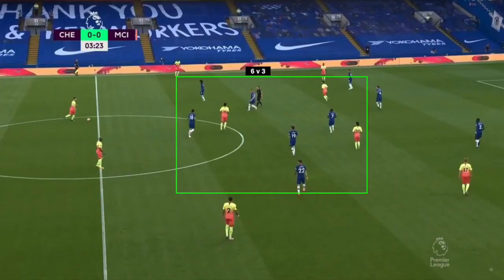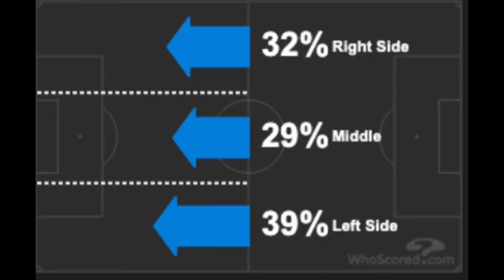One interesting tactic Frank Lampard deployed is that Chelsea would often try to create a midfield overload to block Manchester City's central passing lane. In this situation, they created 6v3, forcing Manchester City to build their attacks through the wings. And that is why only 29% of Manchester City's total attacks came from the middle. So Manchester City were forced to build attacks through the wings.